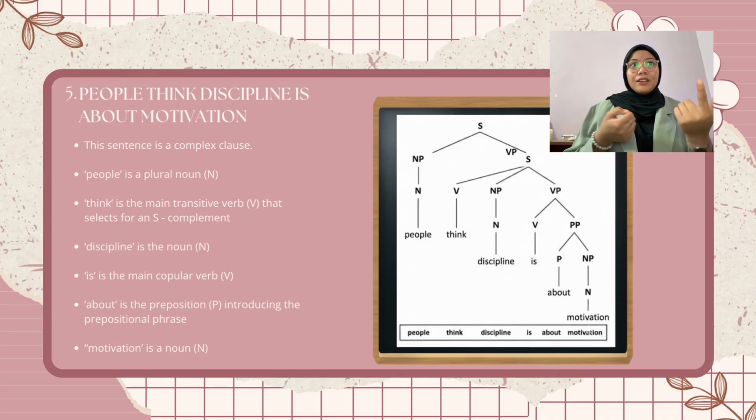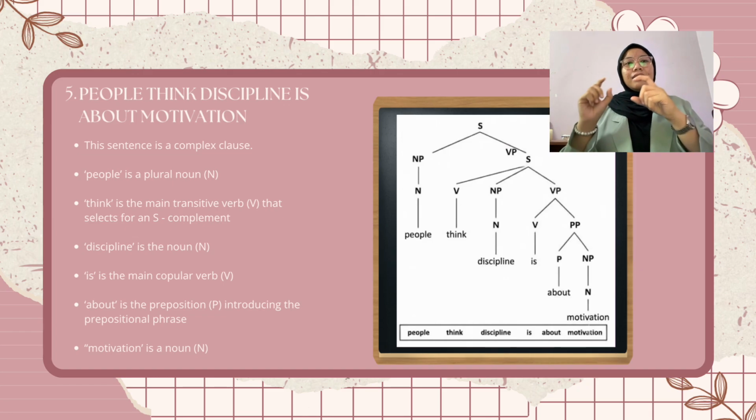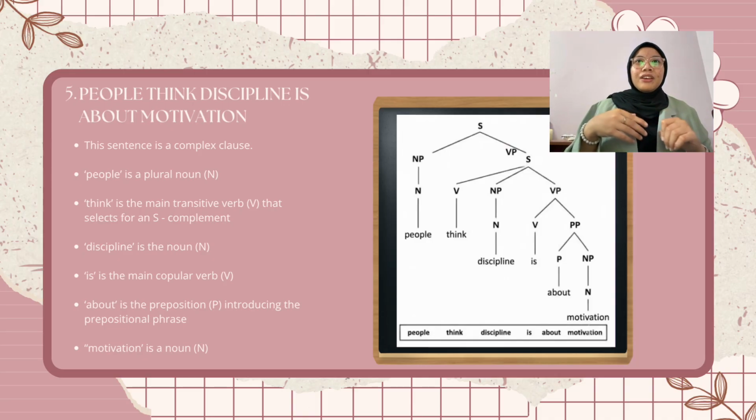The third sentence is "People think discipline is about motivation." This is a complex sentence. It contains an independent clause and a dependent noun clause that is acting as a direct object.